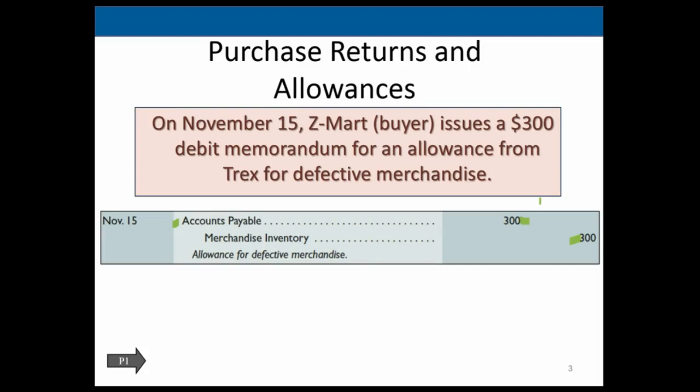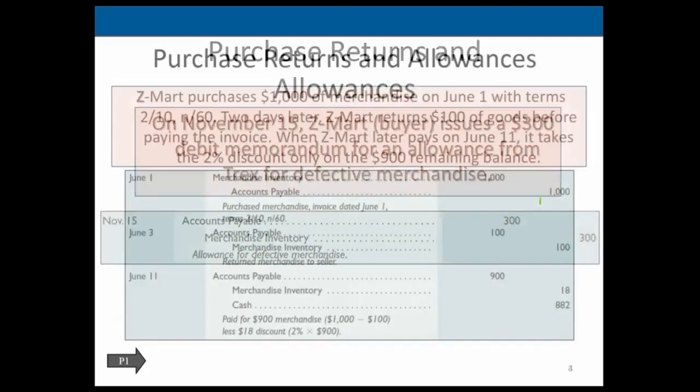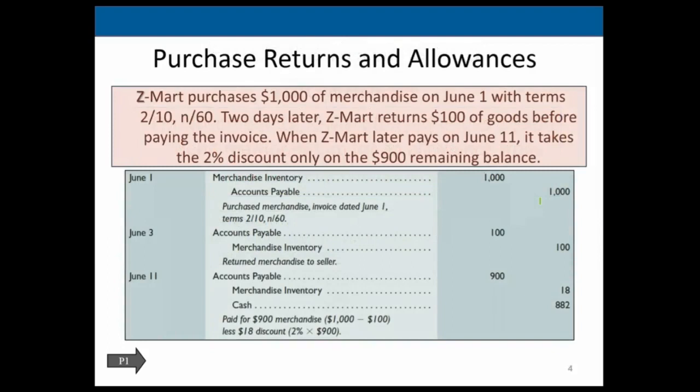Why? Because accounts payable is a liability. Liabilities have a credit balance. We need to make the liability go down because we no longer owe for the merchandise, because we gave it back. How do we make something go down? We do the opposite thing to it, which in this case would be a debit. So then we have purchase returns and allowances.